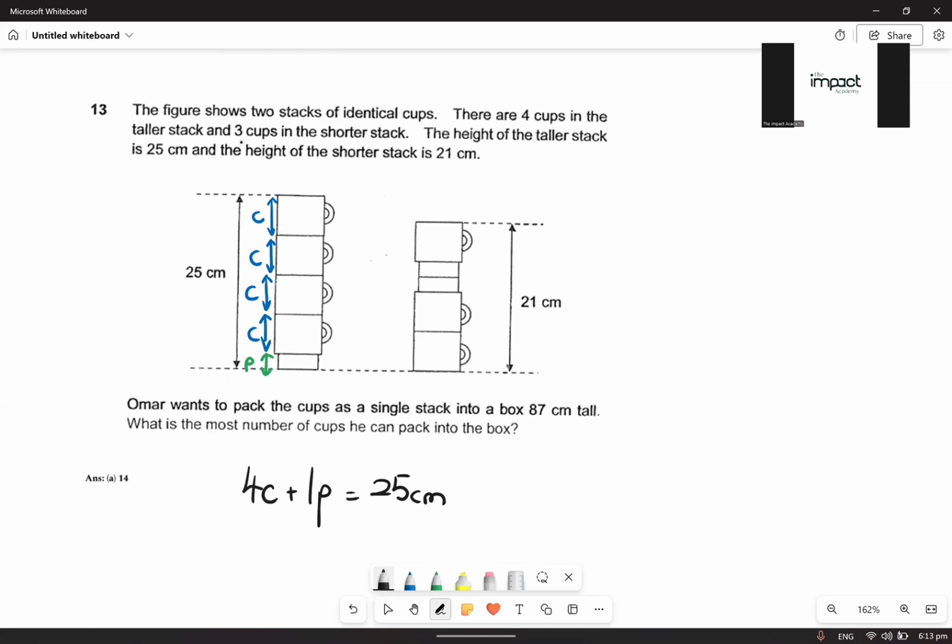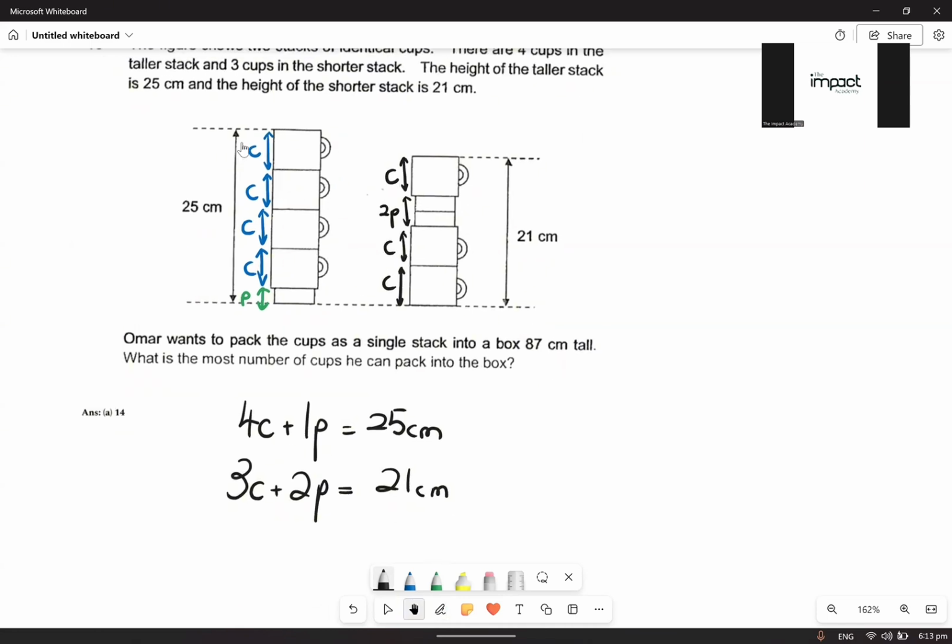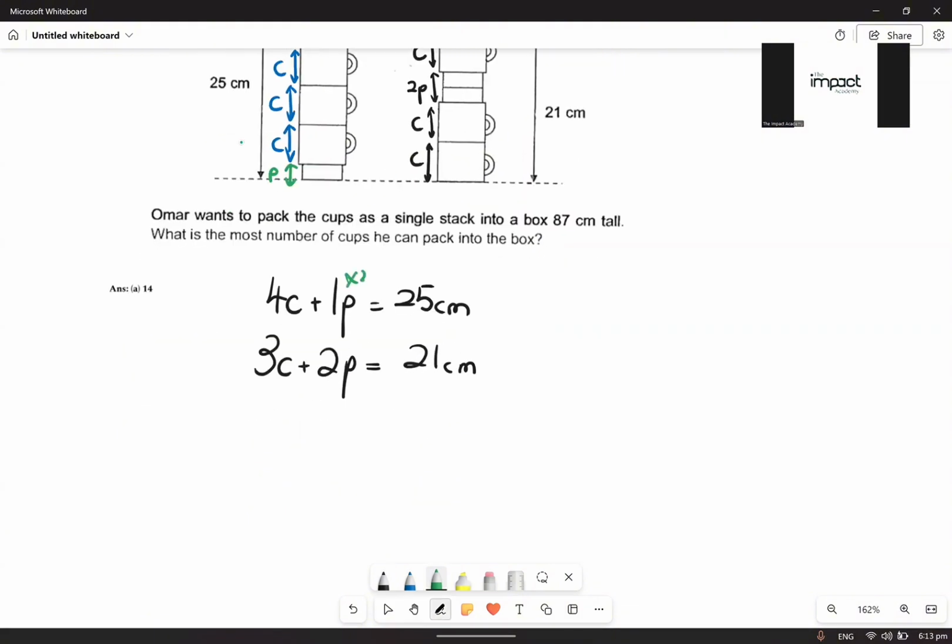Well, then the next one is also the same thing. Cup, 2P. Correct or not? Cup. Cup. Correct or not? How many cups? 3 cups. 2P is equals to 21 cm. Then what do you want to do right now to the parts? What do you want to do to the parts? Sorry? Make them the same. Very good. So you times 2 here, times 2 here. You understand what I'm saying or not? Then at least from there you can see your answer, right?